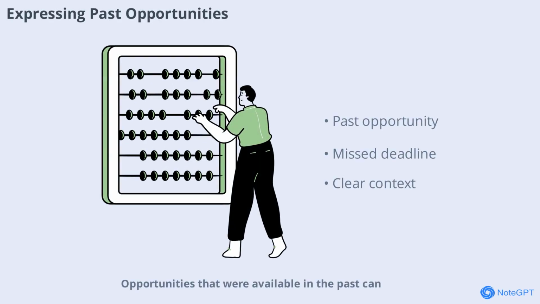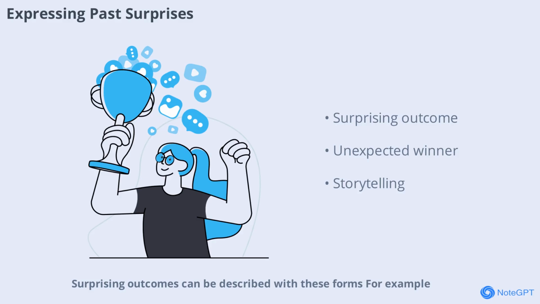Opportunities that were available in the past can be described with was to and were to. For example, she was to join the special program but missed the deadline. This shows that there was an opportunity even if it wasn't taken. Surprising outcomes can be described with these forms. For example, no one expected that quiet boy was to win the competition. This adds an element of surprise to your story.